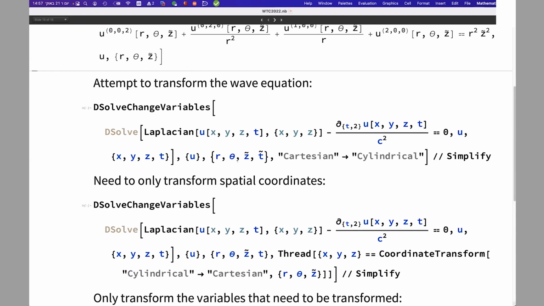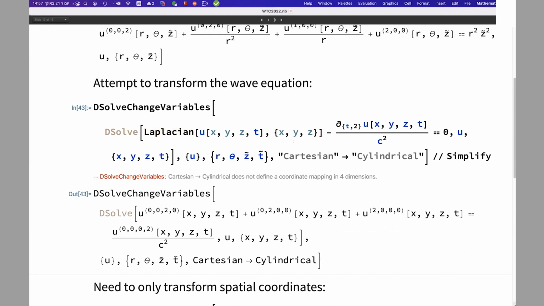So now let's take the wave equation, which starts out with the Laplacian, and then you take 2 time derivatives, and again try to transform it from Cartesian to cylindrical coordinates, and it yells at us, and it says Cartesian to cylindrical does not define a coordinate mapping in 4 dimensions. 4 dimensions? Well, I have 4 variables here. How is it to know which one of these is time and which one of these is space? Some people put time at the front, some people put it at the end.